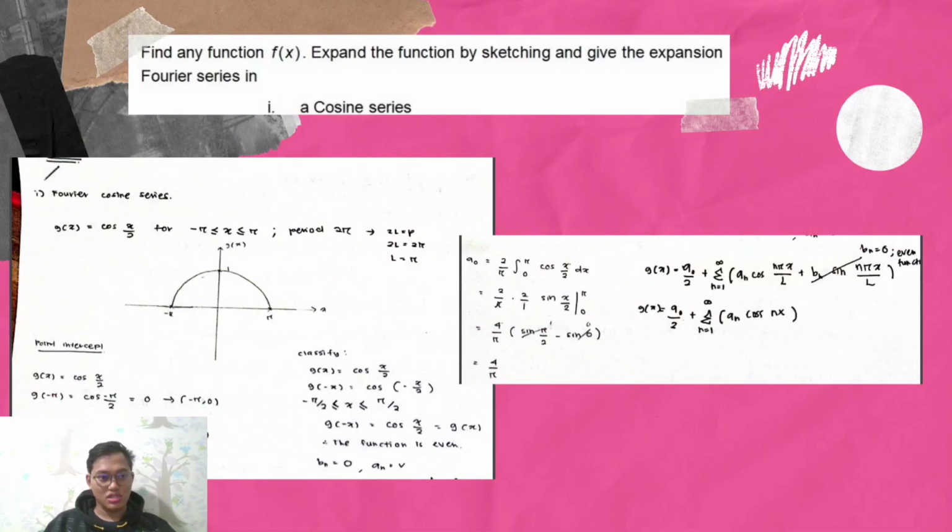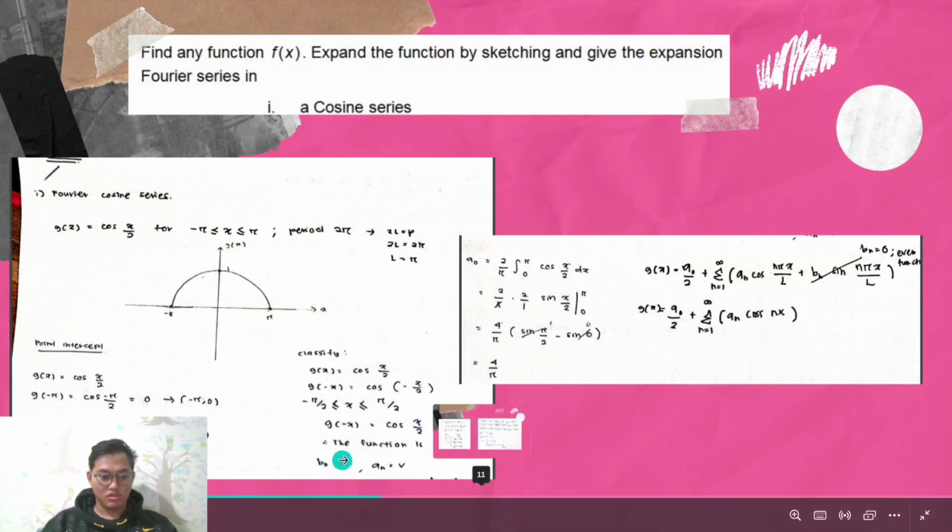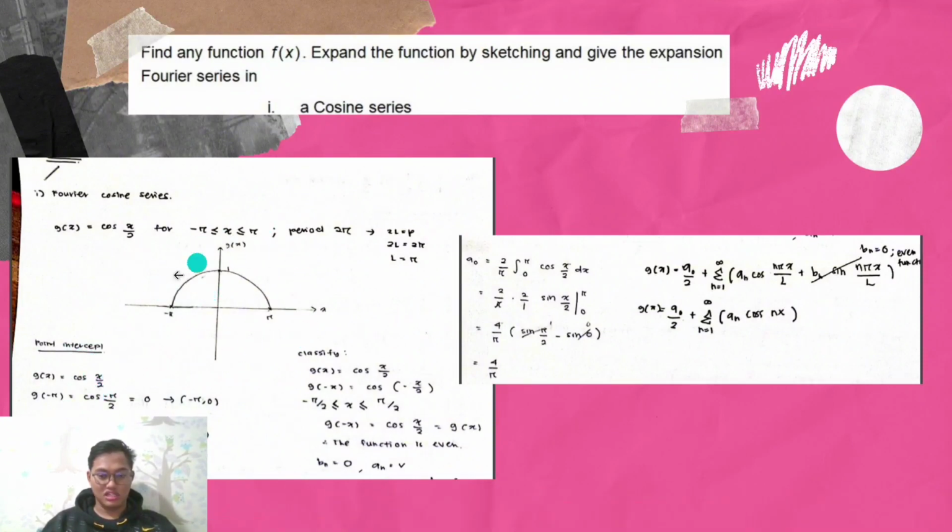So task 2 is to find any function f(x), expand the function by sketching, and give the expansion for the sine series and for the cosine series. The function for the cosine series is cos x over 2. So first I classify the function, and we get that the function is even. So the value of bn is 0 and we need to find an. So next find the intercept and we will get the graph like this.